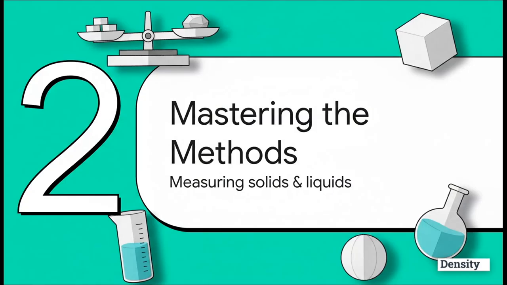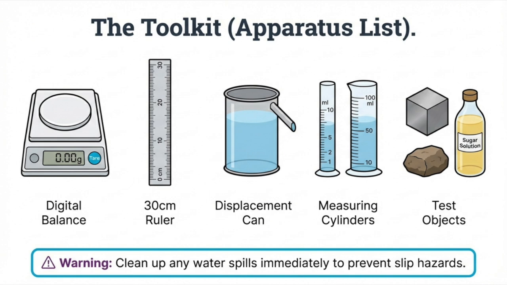Right, so the formula tells us we need to find two things to calculate density, mass and volume. Now, measuring mass is usually pretty straightforward. You just stick it on a balance. But measuring the volume, that's where things get interesting because it completely depends on what you're measuring. You have to ask yourself, is my object a regular solid, like a perfect cube, or is it an irregular solid, like, I don't know, a lump of rock or a door key? Because how you find the volume is totally different for each one.